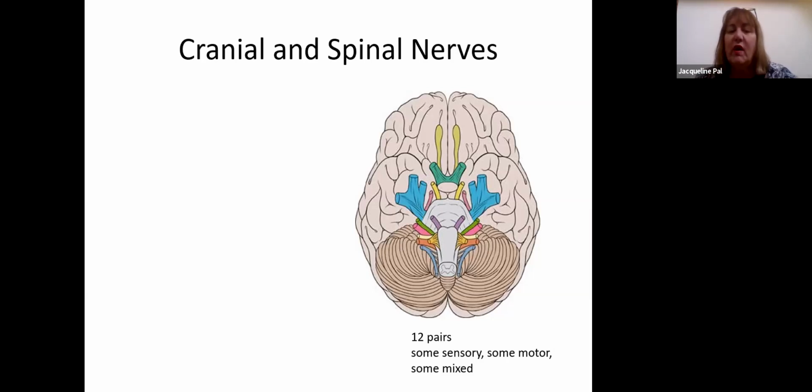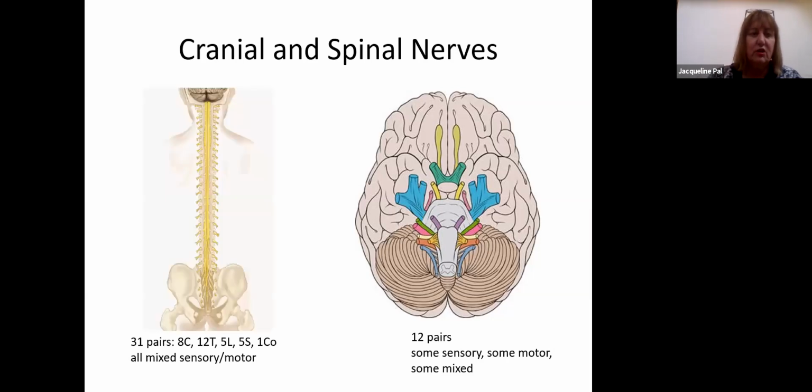And so we're going to have 12 pairs of cranial nerves, some of which are going to be sensory only, some of which are going to be motor only, and some which are going to be mixed. In other words, both sensory and motor. And in a later lecture, we will learn about the 31 pairs of spinal nerves. Let me just point out right now that they are all mixed sensory and motor, as hopefully you understood from the introductory peripheral nervous system lecture. And they come out underneath all the vertebrae.